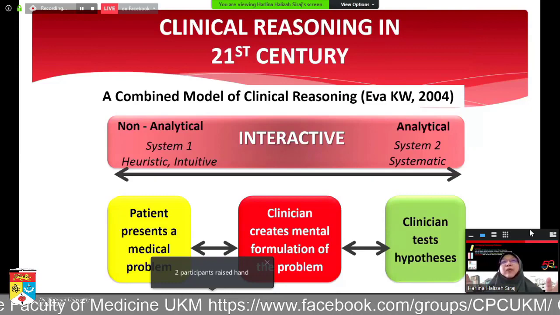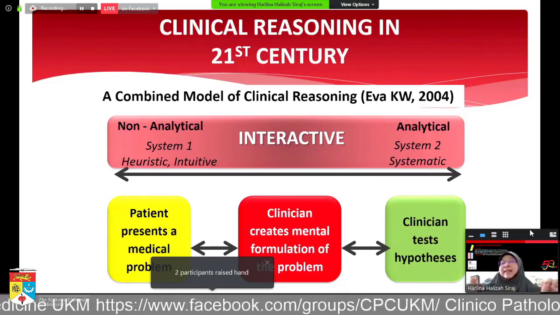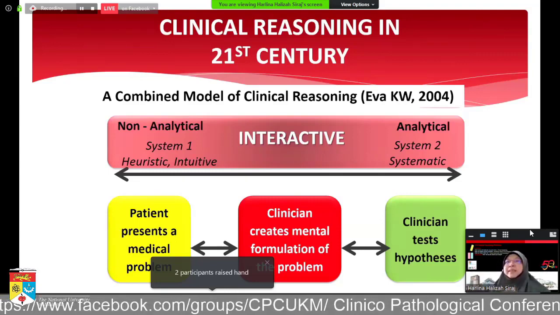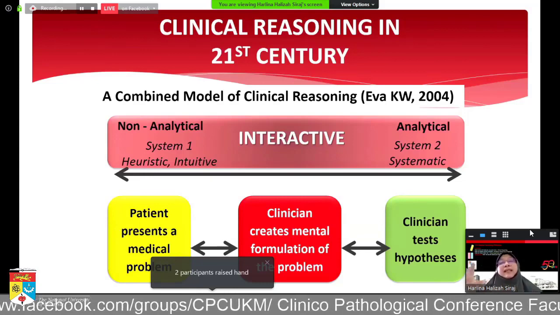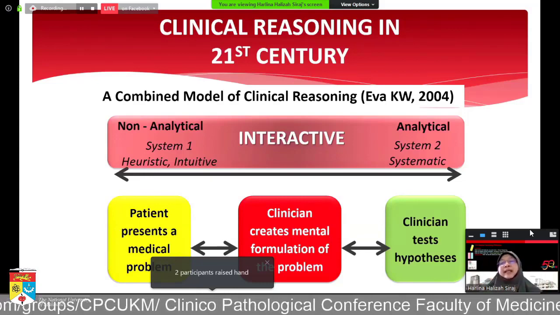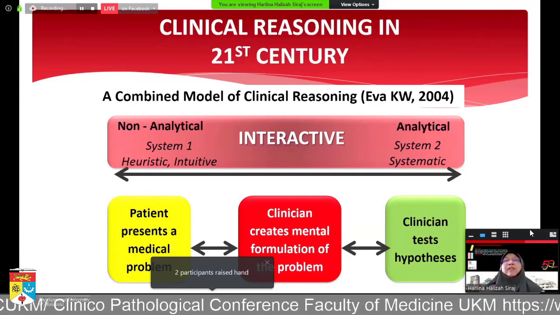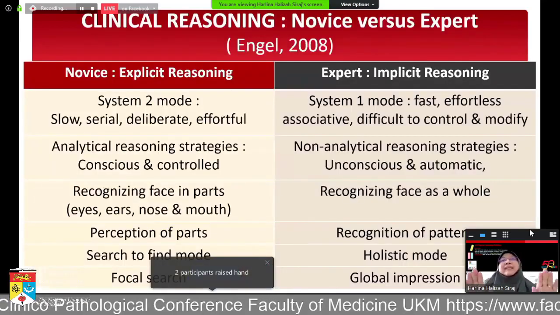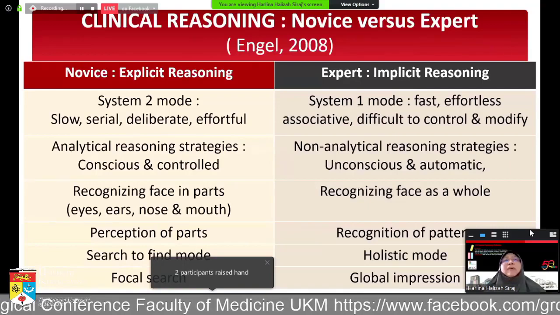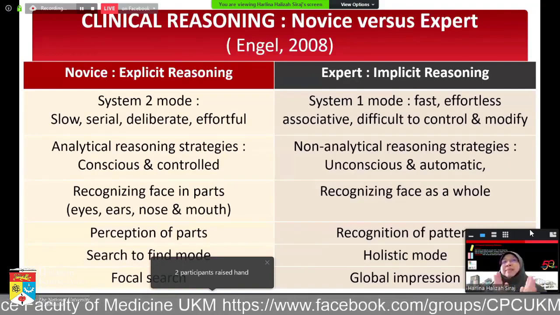It is the interaction between the non-analytical or system one, heuristic, intuitive, the experience-based medicine, and the analytical system two, which is more systematic. And this is actually the evidence-based medicine. And a clinician would actually integrate all this every time he or she is having an encounter and interaction with the patient. So basically, this is a very important difference that we as educators have to know, because our students, the novices, are coming in with this explicit reasoning.